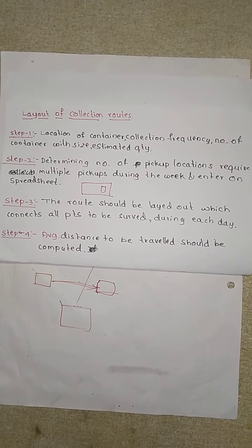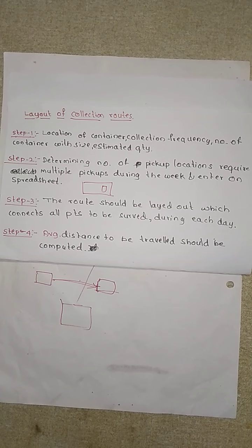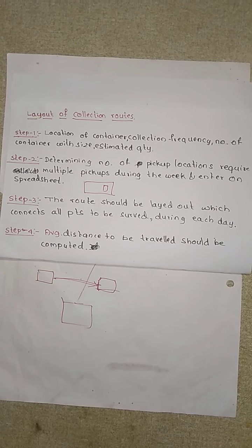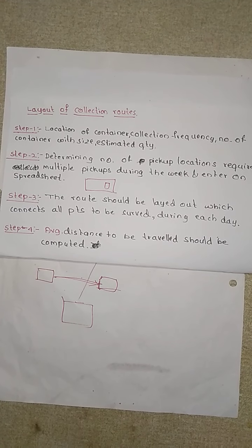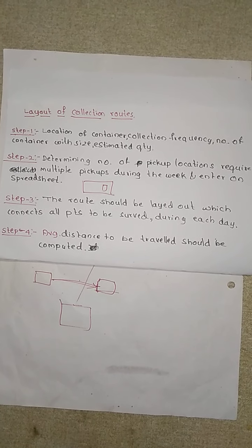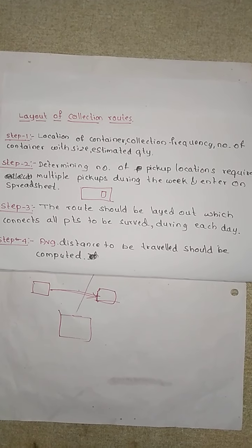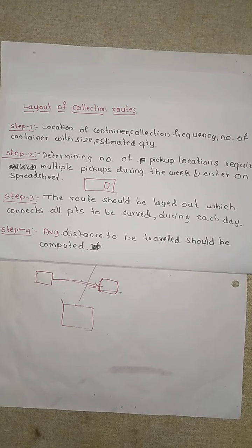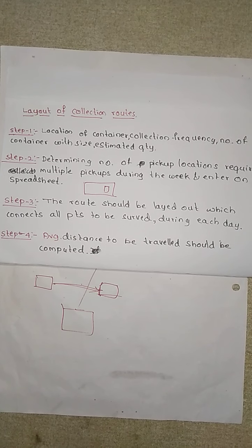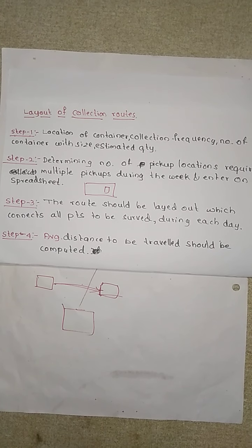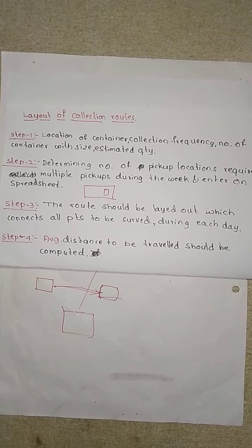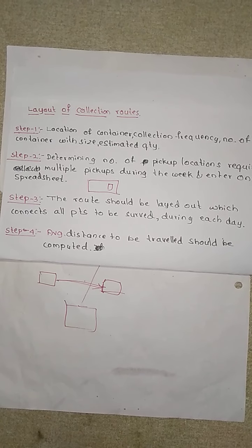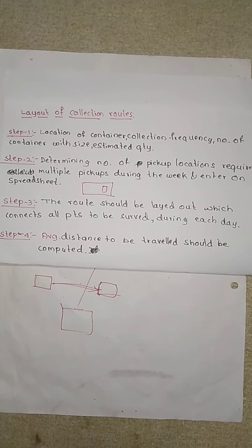After the routes have been established, they have to be drawn on a large map. Once we decide the routes, the collection points and the collection frequency, that is, how many times in a day or in a week the collection is needed, we need to draw all of this from the starting point till the end point, including the number of pickup points, on a large map and fix the final locations. So this is regarding the layout of a collection route.